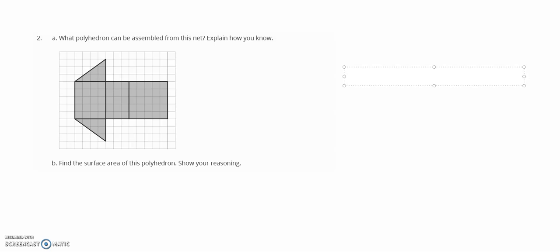When I look at this one, I see some triangles, but I also see some rectangles. And I feel like if I folded it, there would not be a single point, a single apex of this shape. So I think that it's a prism.